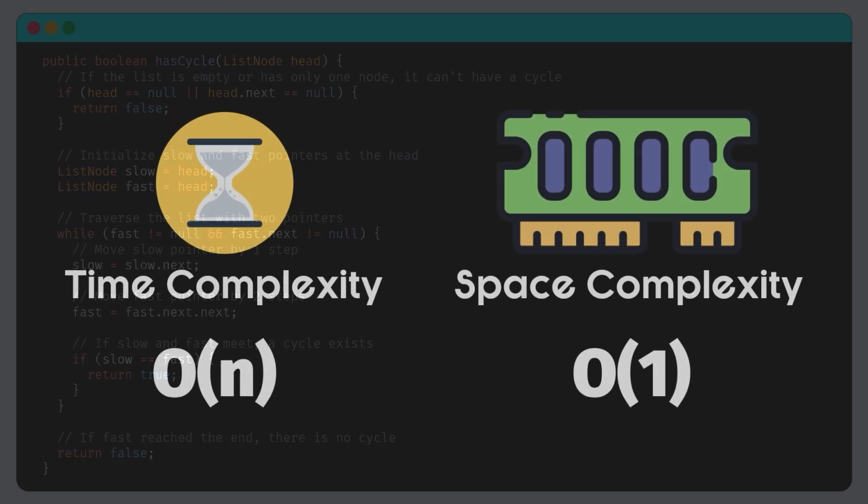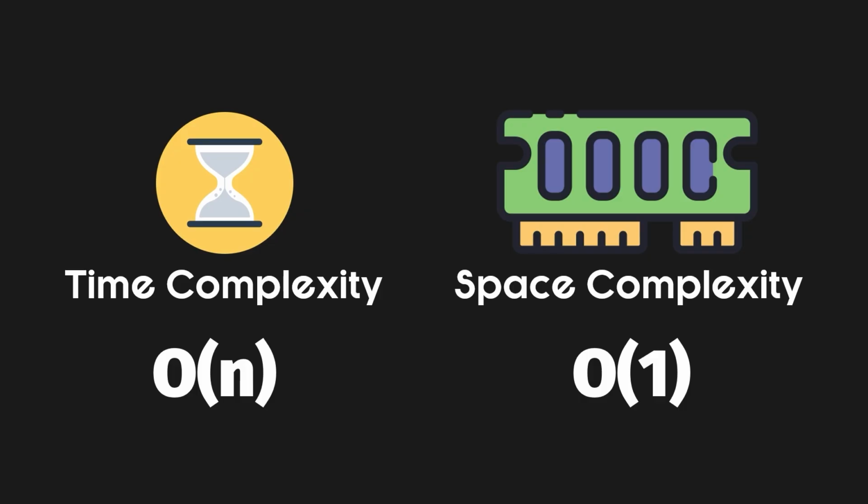As for the time complexity, since both pointers traverse the list at different speeds, the slow pointer will enter the cycle and in the worst case, take at most n steps to get there, where n is the number of nodes before the cycle begins. Once inside the cycle, the fast pointer will eventually catch up to the slow pointer. This meeting happens in big O of n time overall. And because we are only using 2 pointers regardless of the size of the list, the space complexity is big O of 1. This makes Floyd's cycle detection algorithm both time efficient and space efficient, and a brilliant solution to the problem.